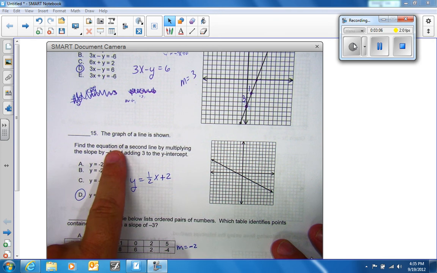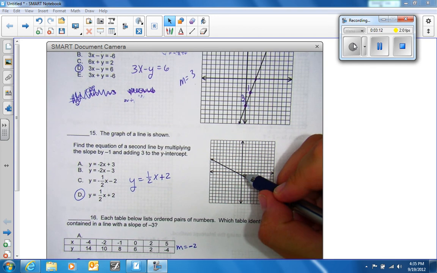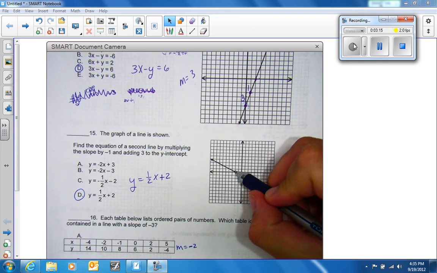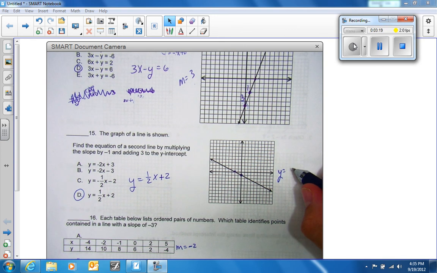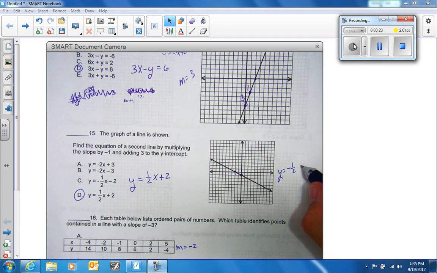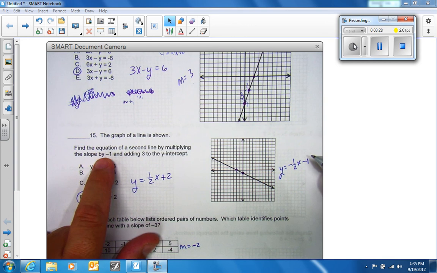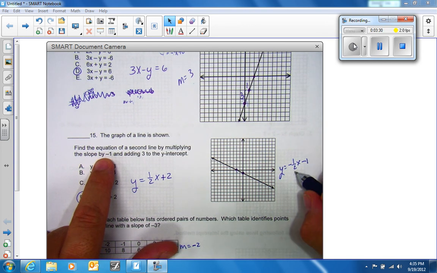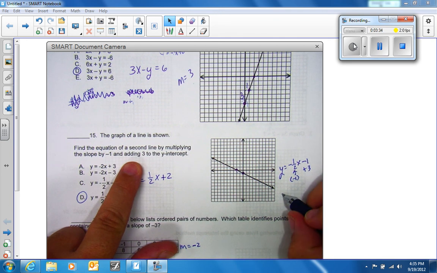Okay. Number 15. Find the equation of a second line by multiplying the slope by -1 and adding 3 to the y-intercept. First of all, you have to find this equation. There's your y-intercept. There's another point. That's a negative slope, down 1 to the right 2, so negative 1/2 x minus 1. And you just do exactly what it says. Multiply the slope by -1, so this is times -1, and then you're going to add the 3. So that gives you y equals 1/2 x plus 2.